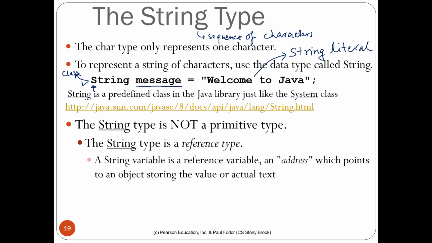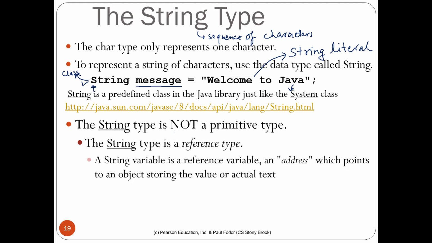Okay, so string is a predefined class in the Java library, just like the system class. The system class we have used in system.out.println, and system.in we used in the scanner class as well. So system is also a class. Look, S is capital. So whenever you see a name in Java which starts with a capital letter, then probably it is a class. Okay, good.